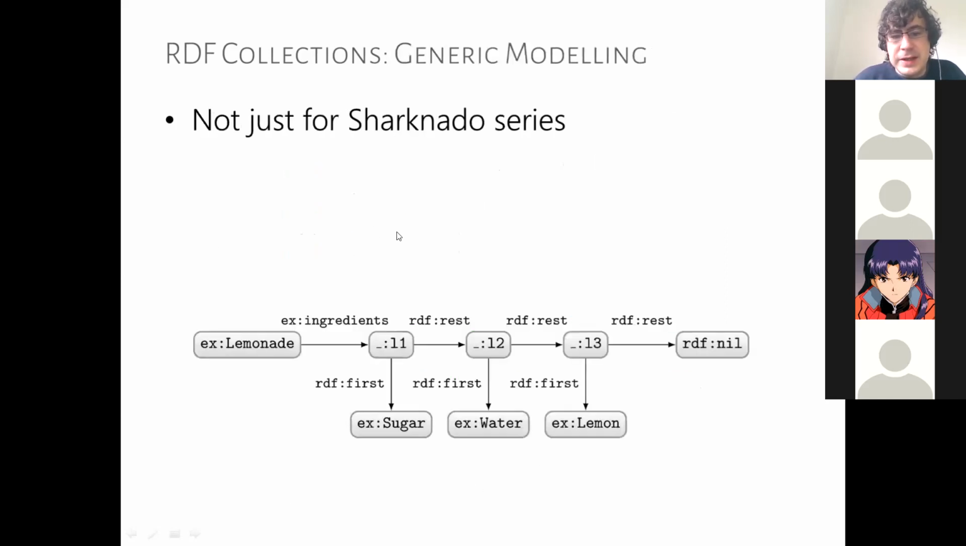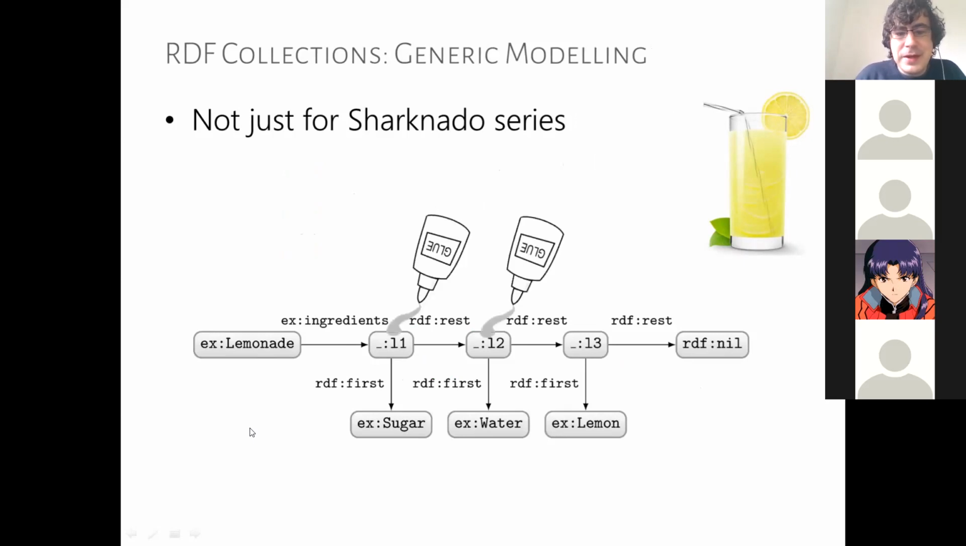So this is not just for the Sharknado series. We could also, for example, represent that lemonade has the ingredients sugar, water, and lemon. So we can use the exact same pattern to represent arbitrary lists. It's not something we just invented for the Sharknado series, although that would be a worthy reason to define it. We can use it for arbitrary lists of things. So here you see the blank nodes we use as glue nodes. We don't really care how these nodes are identified. We just need them to glue together this linked list structure.